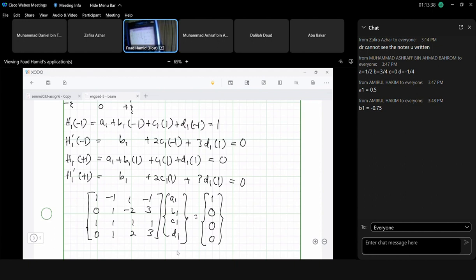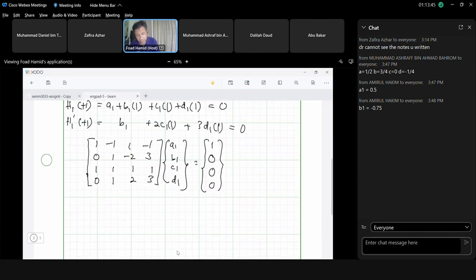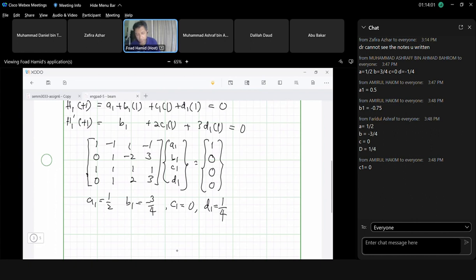I use reduced row echelon form or Gauss-Jordan elimination. So from Gauss-Jordan elimination, what I get here is A1 equal to half, B1 equal to minus 3 over 4, and C1 equal to 0, and D1 equal to 1 fourth. Okay, so this is my answer. Hopefully you can see, I'll make my screen bigger.